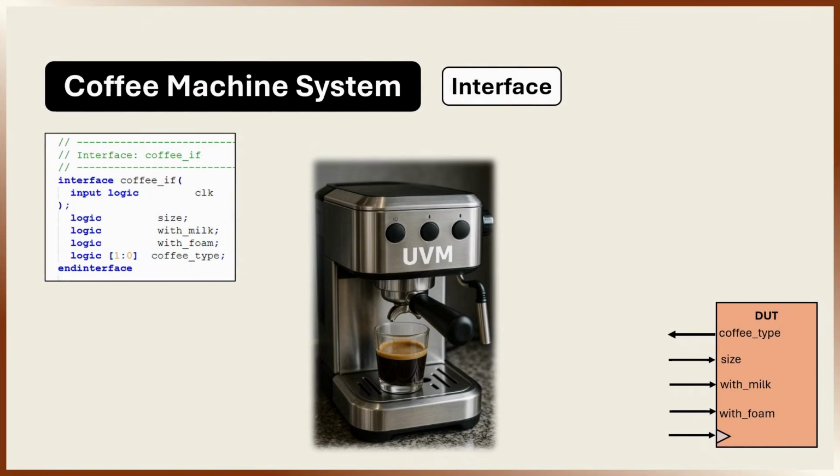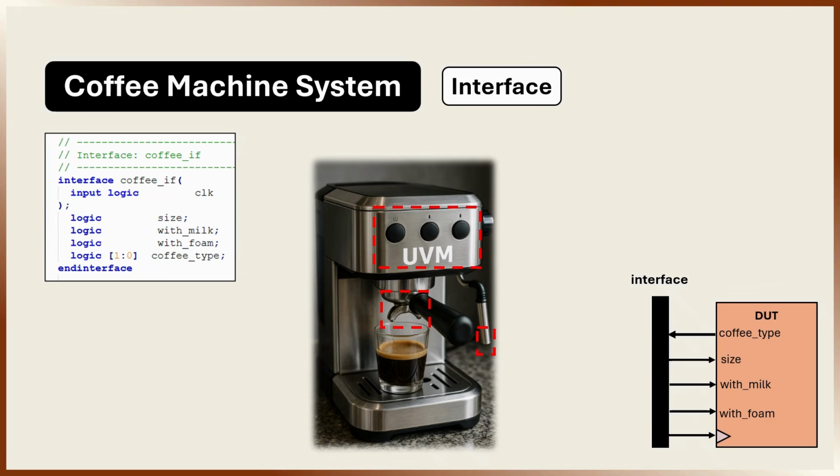We begin by defining the interface, the set of signals that connects our test bench to the DUT. You can think of an interface as the control panel of the coffee machine, the buttons you press to choose the drink, and the indicators that show what the machine produced.